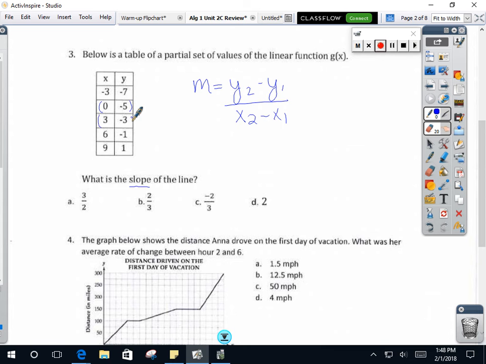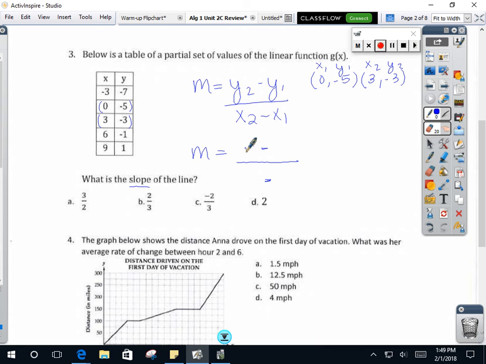Okay. So if we're using 0, negative 5, and 3, negative 3. This was the first point y'all named, so we'll call it x1, y1. This was the second point, so we'll call it x2, y2. And now we just plug them in where they go. M equals, I'm going to go ahead and put the fraction bar, and I'm going to go ahead and put in the minuses. Now all I have to do is plug in the numbers.